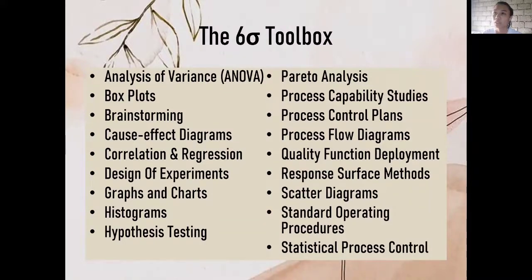So these are the Six Sigma toolbox. The first is analysis of variance, ANOVA, box plots, brainstorming, cause-effect diagrams, correlations and regressions, designs of experiments, graphs and charts, histograms, quantitative testing, Pareto analysis, process capability studies, process control plans, process flow diagram, quality function deployment, response surface methods, scatter diagrams, standard operating procedures, statistical process control.